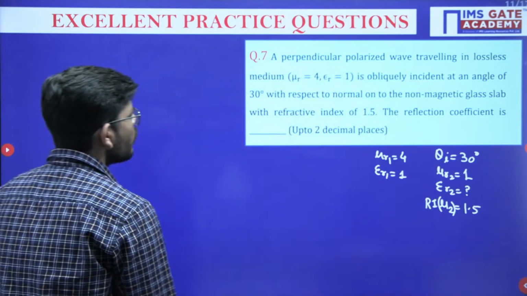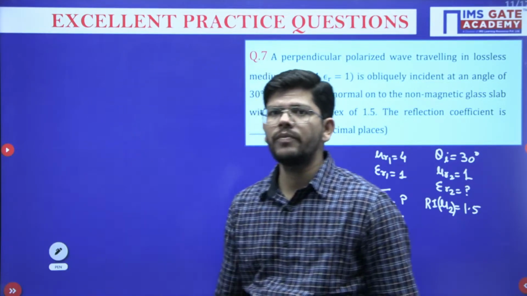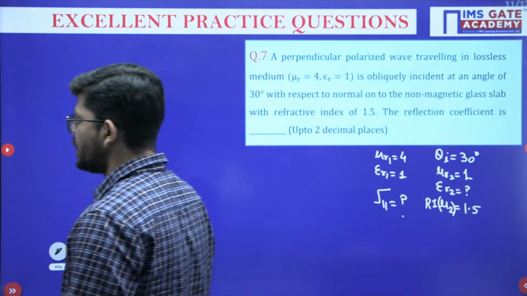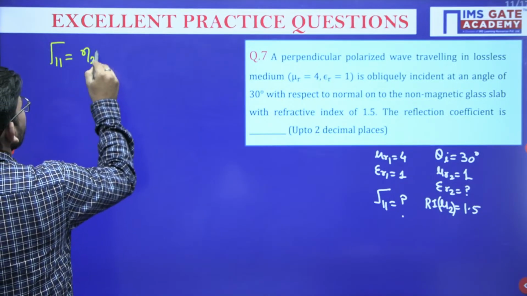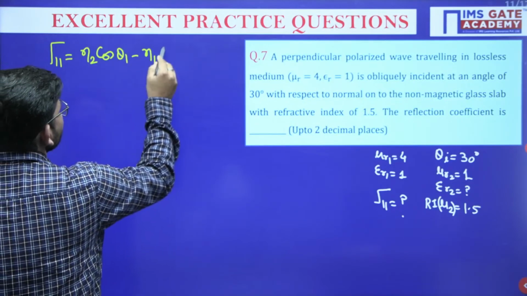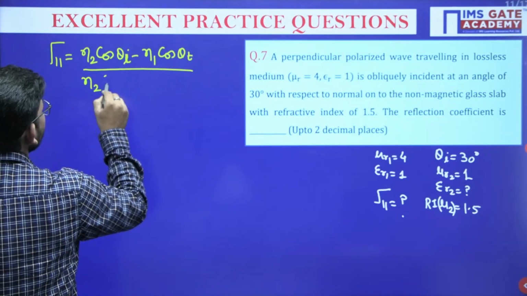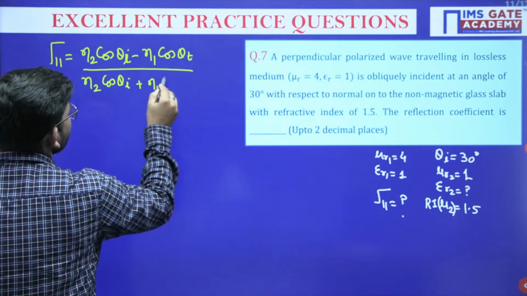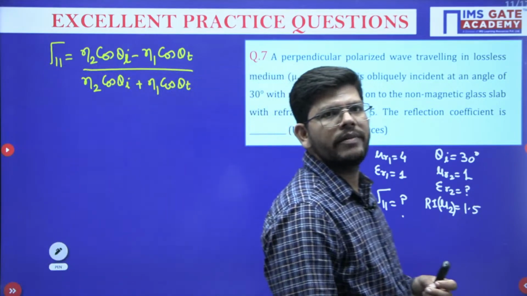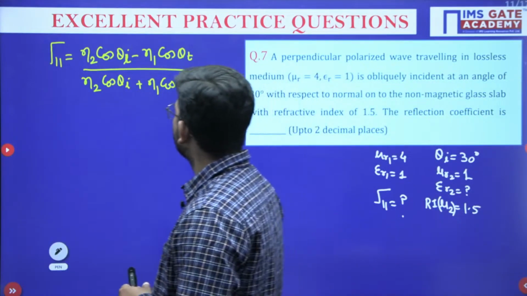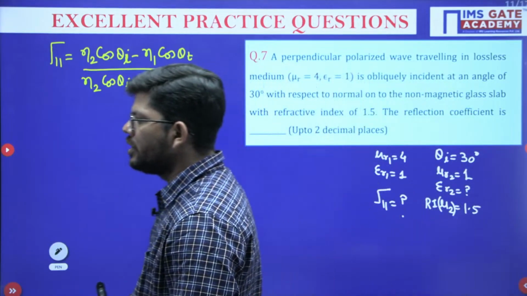The reflection coefficient will be what? We have to find the reflection coefficient, and it is a case of perpendicular polarization. In case of perpendicular polarization, you know that the reflection coefficient is neta 2 cos theta I minus neta 1 cos theta t, divided by neta 2 cos theta I plus neta 1 cos theta t. So what do we require? We require the value of neta 1, the value of neta 2, and the angle theta t. Theta I is given to us. If we have all the values, we can solve this question very easily.